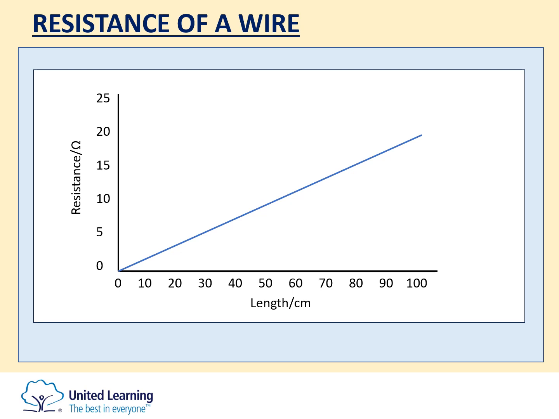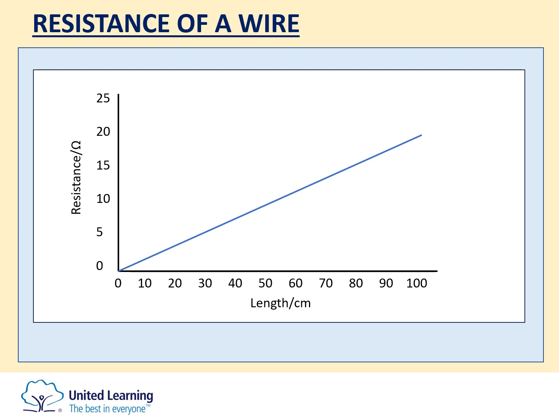The word we use to describe the relationship between these two variables is directly proportional. Anytime you have a straight line graph that goes through the origin, that is the phrase that you need to use to describe the relationship.